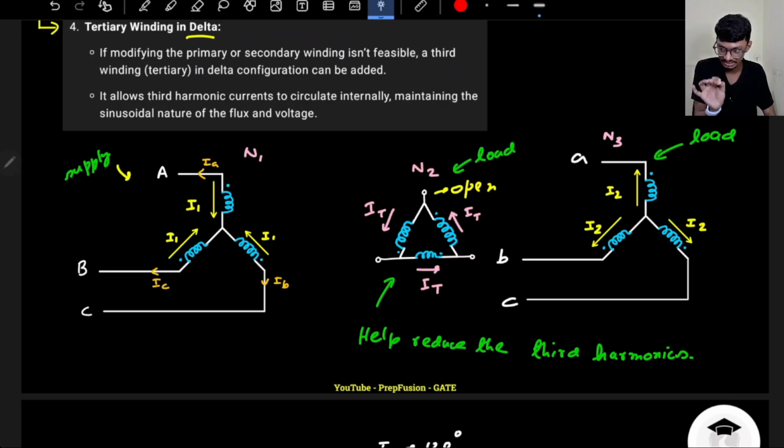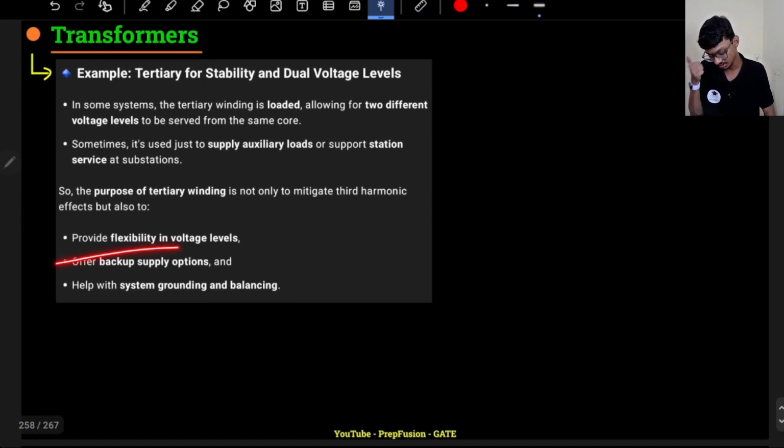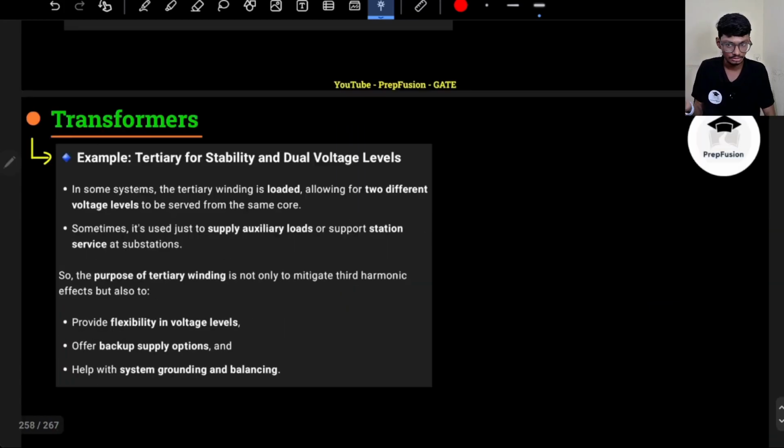But just in case we want to, we can use it to connect a load as well, to work our transformer at different voltage levels. So that is also another advantage. Okay, so the tertiary winding provides many flexibilities. It provides flexibility in voltage level, it provides a backup supply option, and it also helps in balancing the supply.